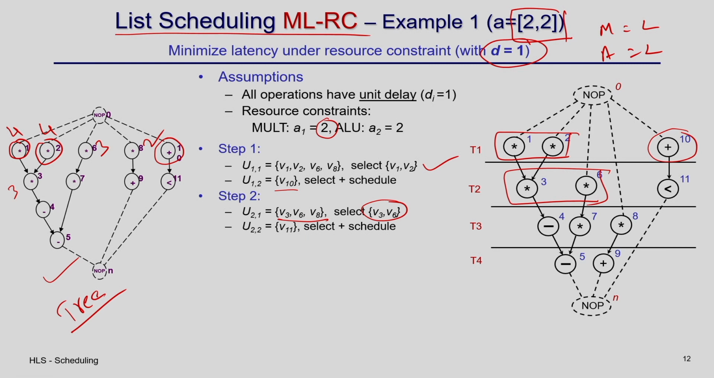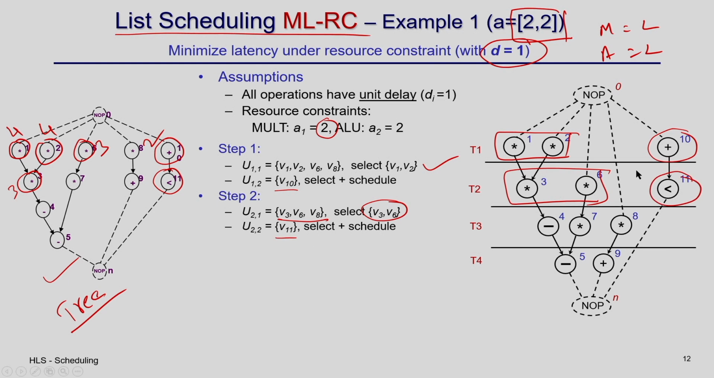And for the ALU, now I am going to the next type of operator. These 2 are done in time step 2. For ALU operations, still only this operation is available, because the other ALU type operators are not yet available since their predecessors are not scheduled yet. So, there is only one. I am going to schedule this V11 in time step 2.